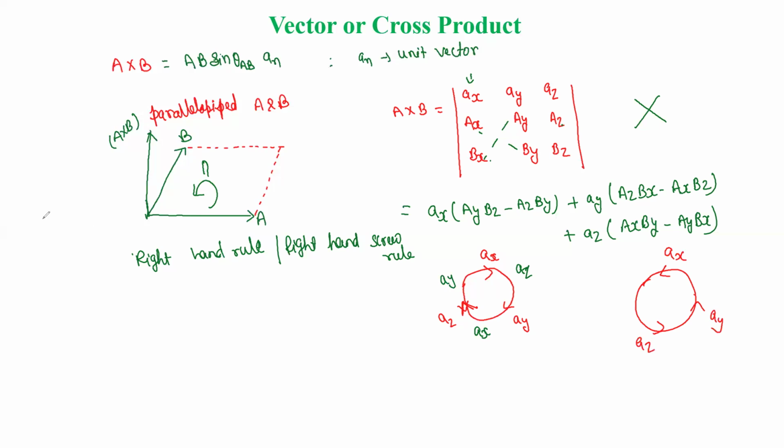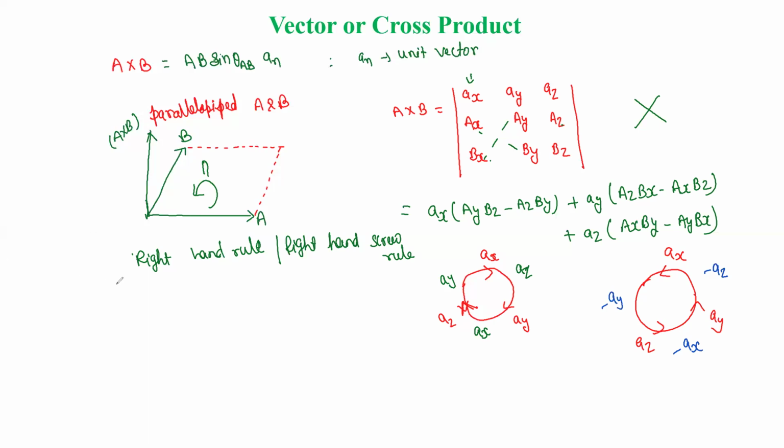Now if you see the movement here, when you move AY to AX, we get minus AZ. When you move AX to AZ, we get minus AY. When we move AZ to AY, we get minus AX. So these things we have to keep in mind when we are finding the cross product.